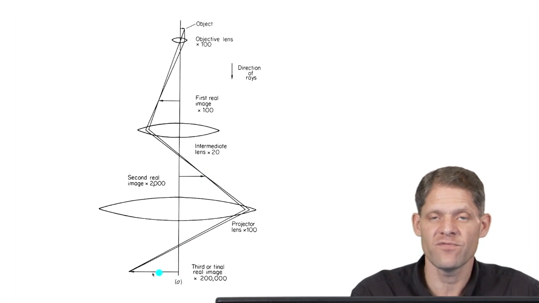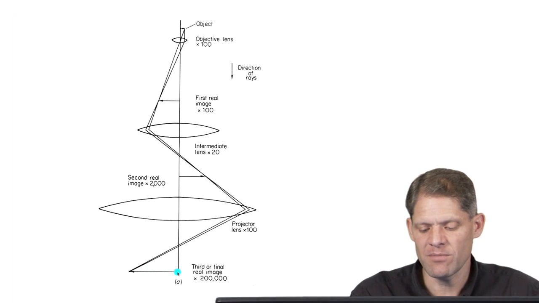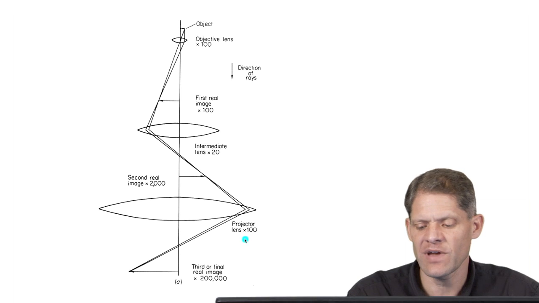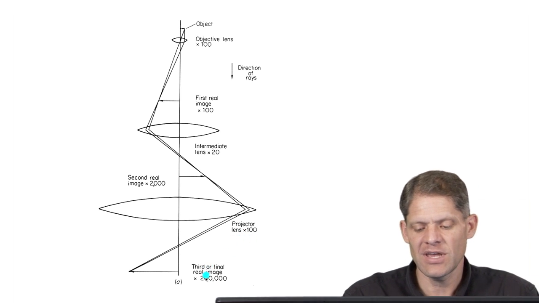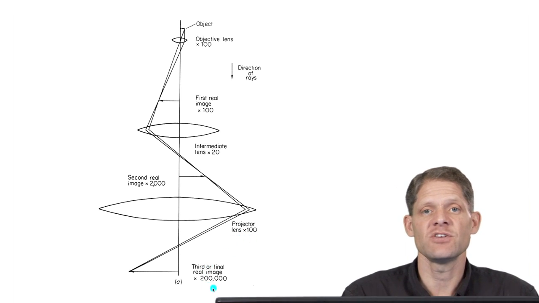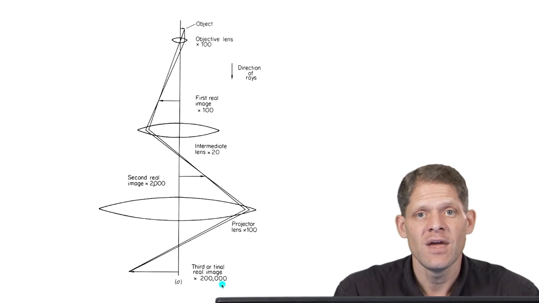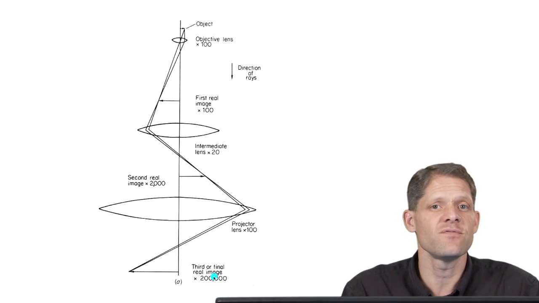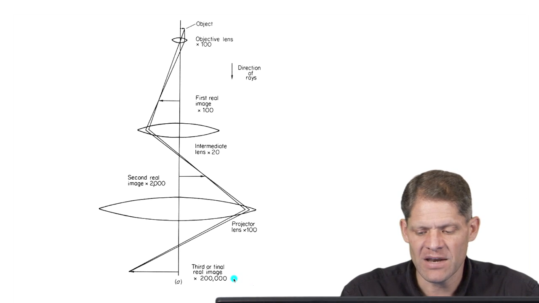Then another lens system, the projector lens system, can take that second real image and produce a third or final real image. And if the projector lens system also has a magnification factor of 100, then you can get final images with magnifications in the hundreds of thousands. In fact, most electron microscopes can deliver images at 1 to 5 million times magnification.